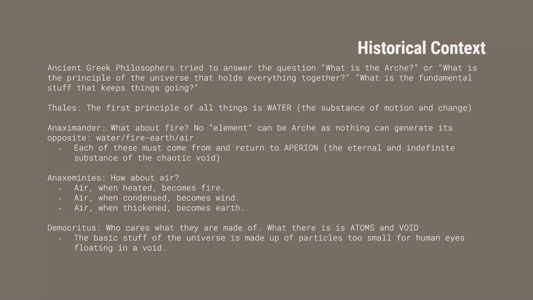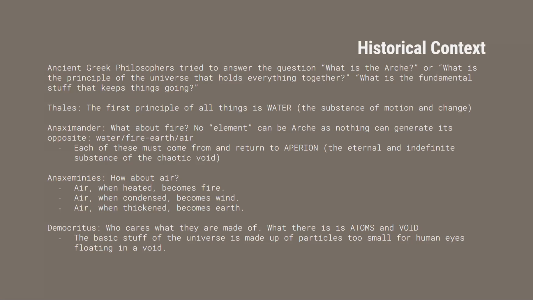And there were a few ancients that gave different answers and argued about this stuff. Probably the most famous among them is Thales. Thales was one of the earliest known Greek philosophers, and he thought that the first principle of all things, the arche, was water. Basically, that everything that existed was in some way composed of or related to water.